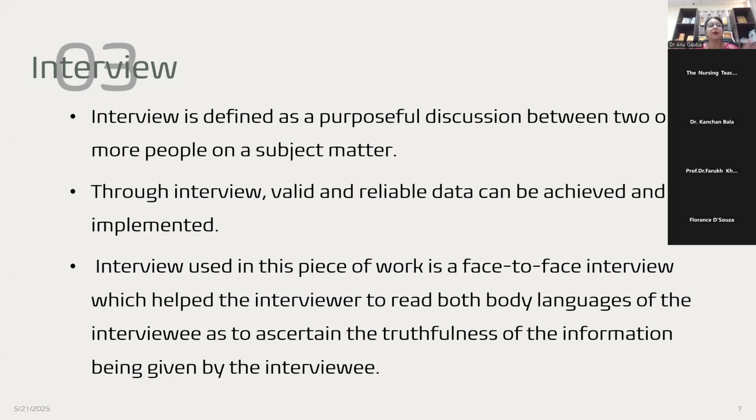Why this interview schedule? I can say that this is the best method because this is reliable also, right? You are going to collect the data directly from the source, right? So that is why it is the best method to collect the data. The most important thing, when you are going to plan a face-to-face interview, definitely you can read the body language of the individual also. So when you read the body language, you can easily assess whether the data shared by this individual is trustworthy or not.